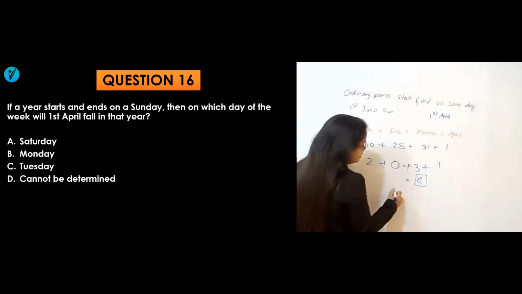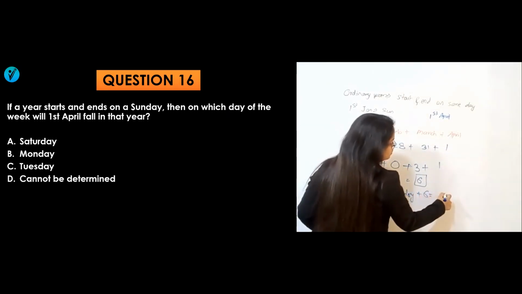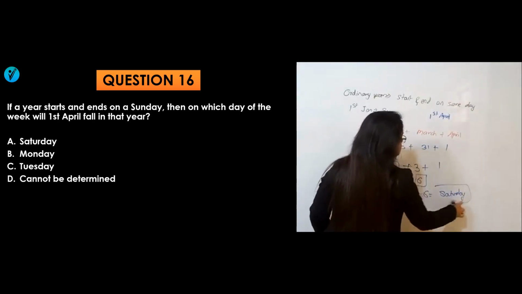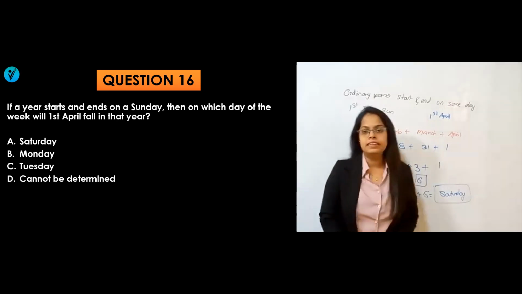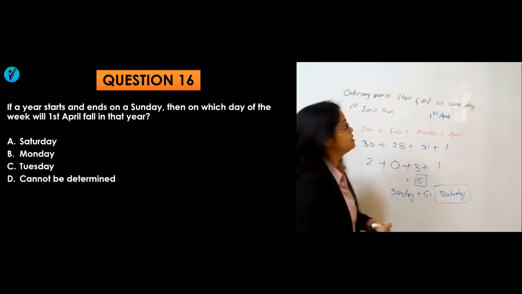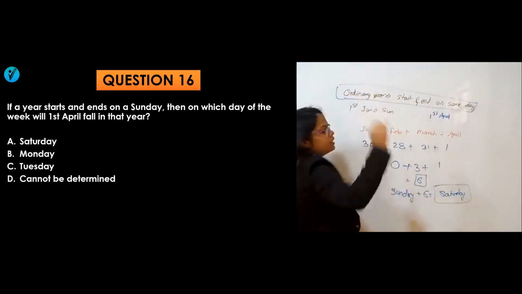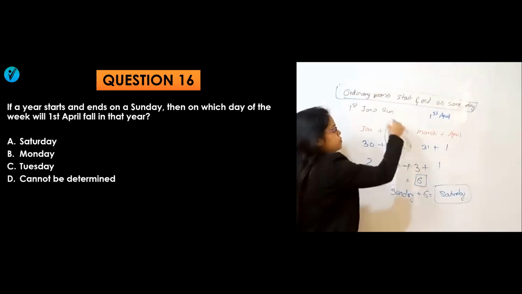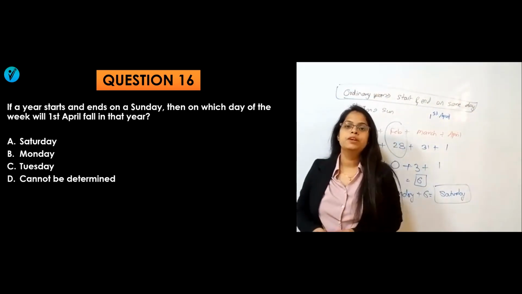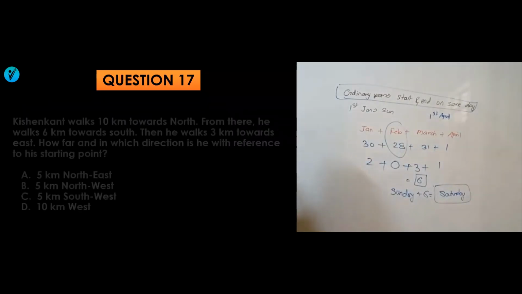So you will add simply Sunday plus 6. Sunday plus 6 will be equal to what? Saturday. So in this year, 1st April will be on the Saturday. Option number A will be your answer. Easier. Only this was the important thing: as it starts and ends on the same day, which means it is an ordinary year. Ordinary year means Feb is only of 28 days. That was the important concept. So I hope you have understood this question. Now let's go for the next question.